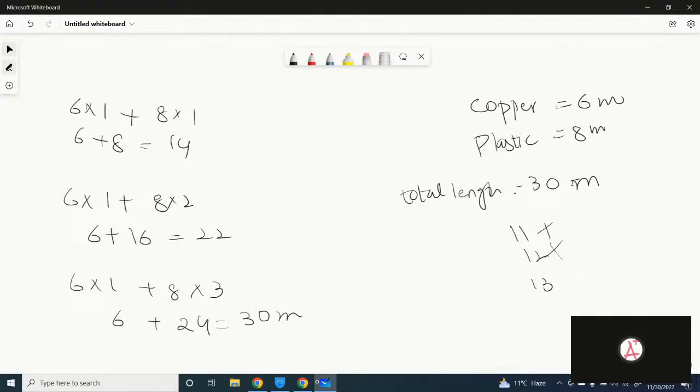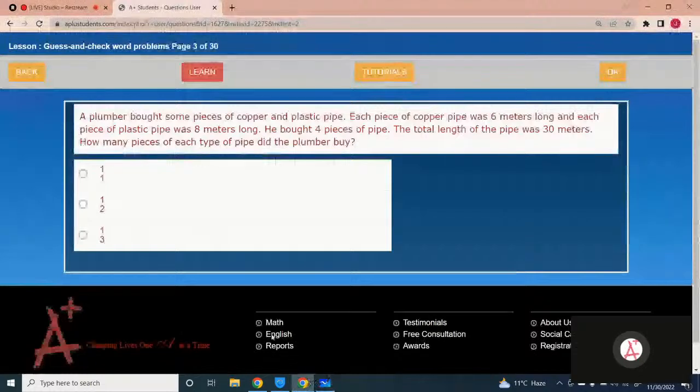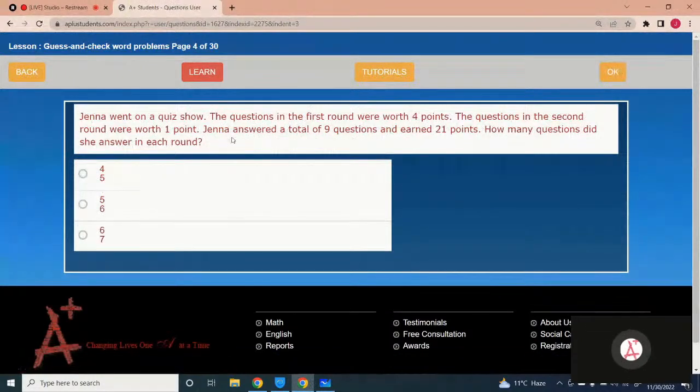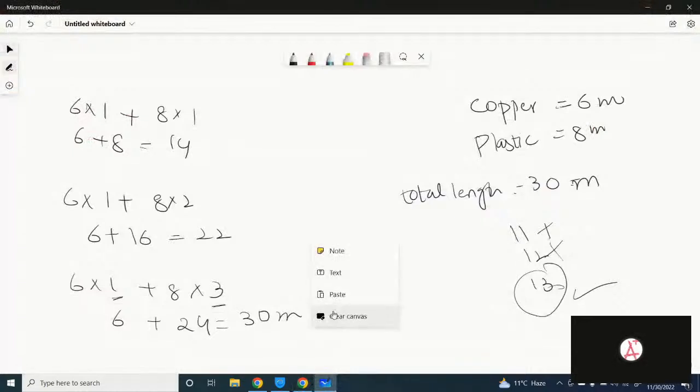That means one copper pipe and 3 plastic ones, when used, make together the 30 meters. Got it? So the correct option is the third one, 1 3. Okay, you can complete the test by yourself later today. Let me just move on to the next lesson.